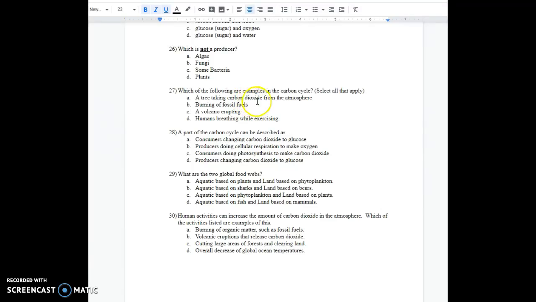A, a tree taking carbon dioxide from the atmosphere. B, burning of fossil fuels. C, a volcano erupting. D, humans breathing while exercising.